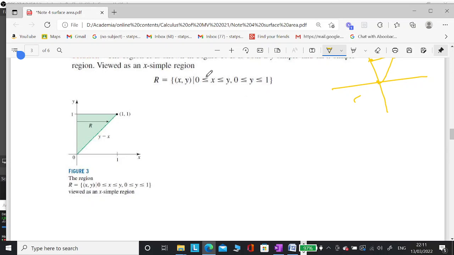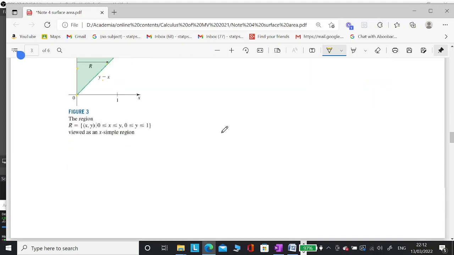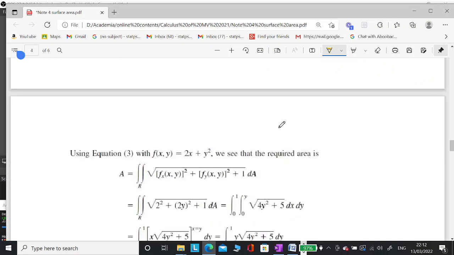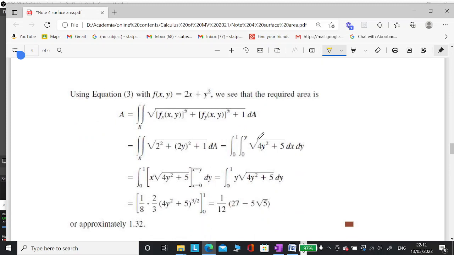So our region is x lying from 0 to this line, and this line is y equal to x. So x goes from 0 to y, and y ranges from 0 to 1. Now using equation 3, the formula for finding area, we have the area A equal to the double integral of the square root of fx square plus fy square plus 1 dA.